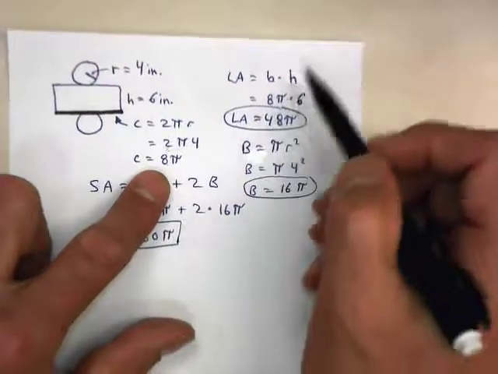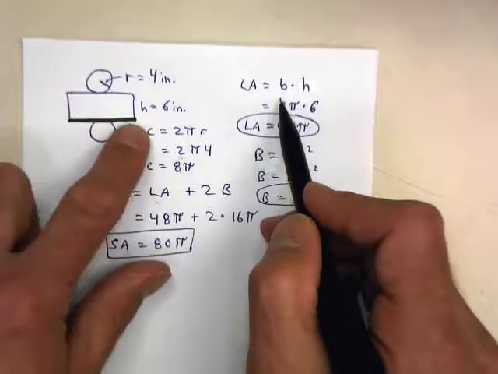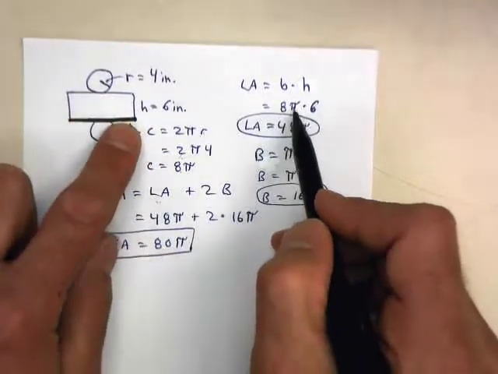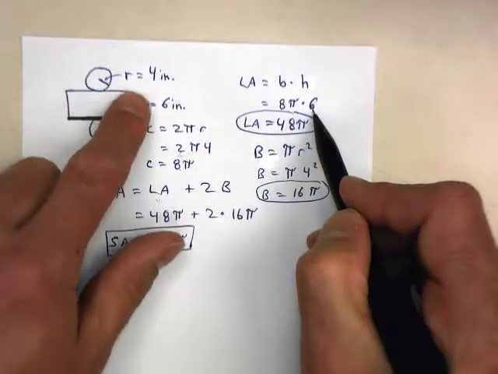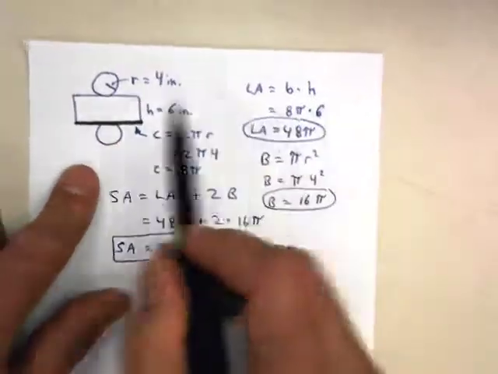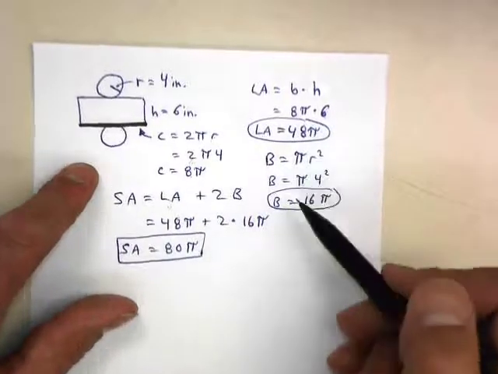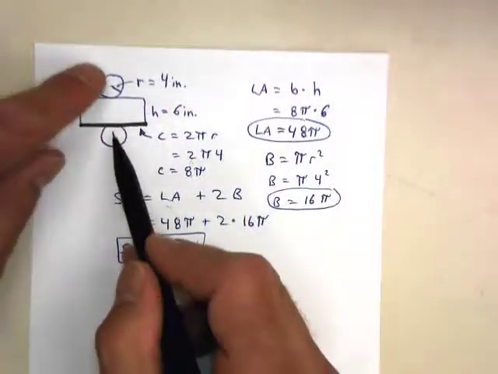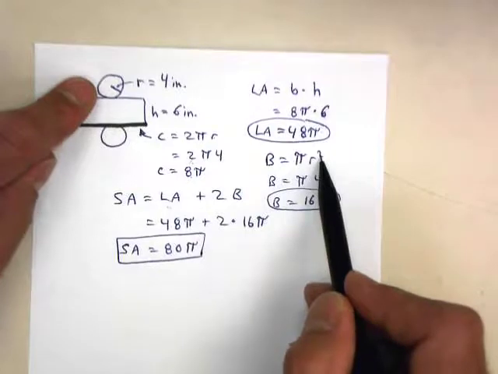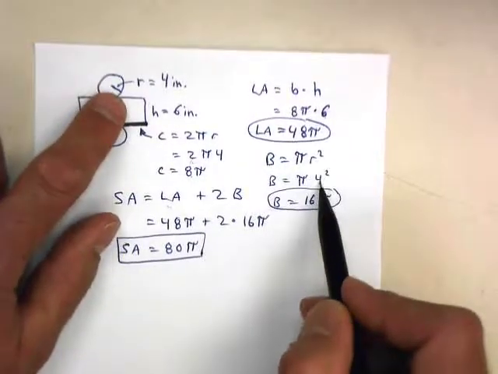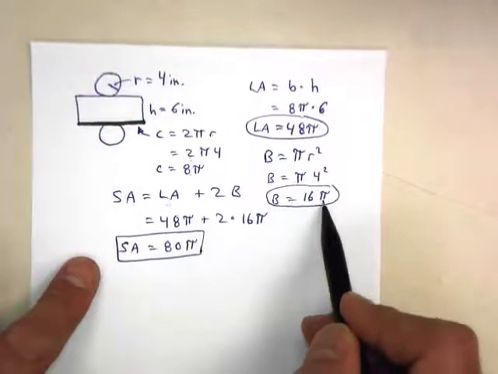Now that I have the circumference, I can plug that in for the base of this rectangle. The lateral area equals base times height. My base is 8 pi, that's my circumference, times the height, which is 6 inches. So the lateral area is 48 pi. We're going to leave that in terms of pi. It makes it easier for us. And I have 2 bases, and they are the shape of circles. So the area of a circle is pi r squared. My radius is 4, so I plug in 4. 4 squared is 16. So the area of the base is 16 pi.